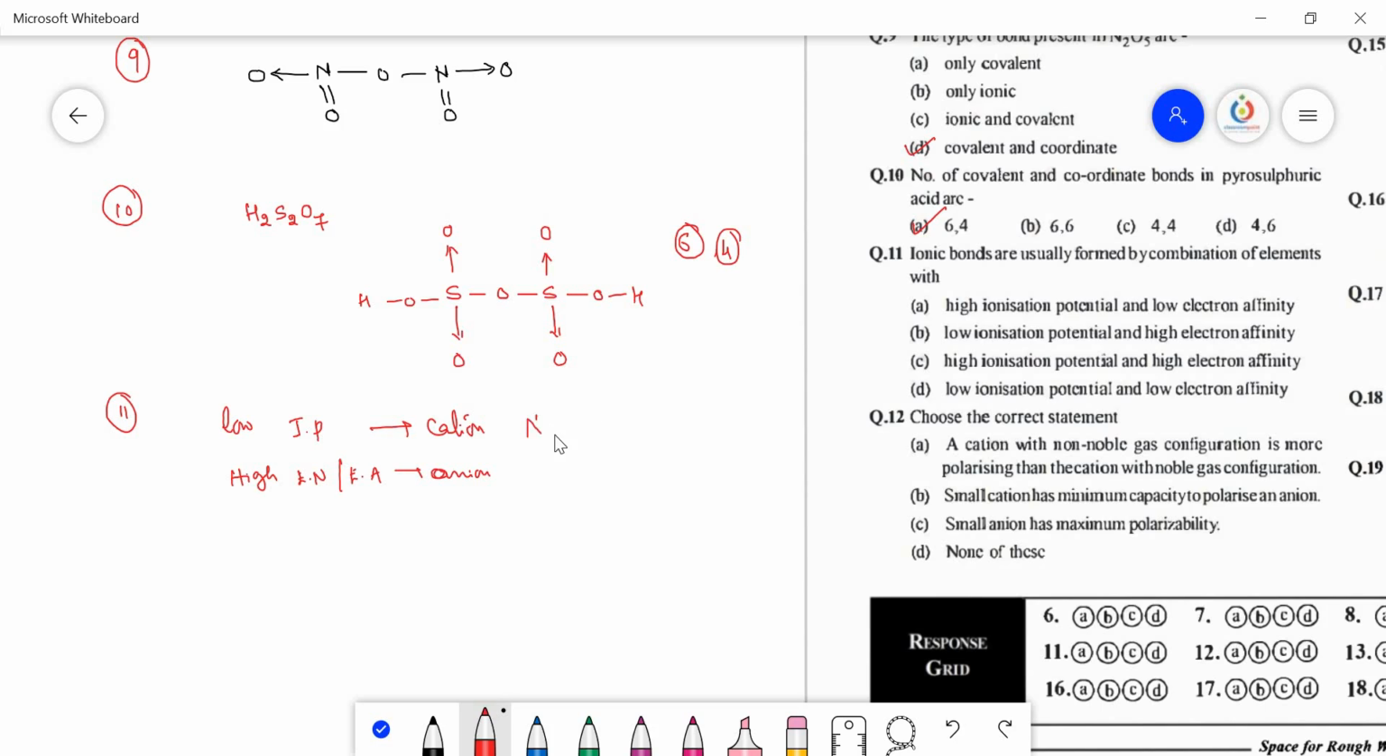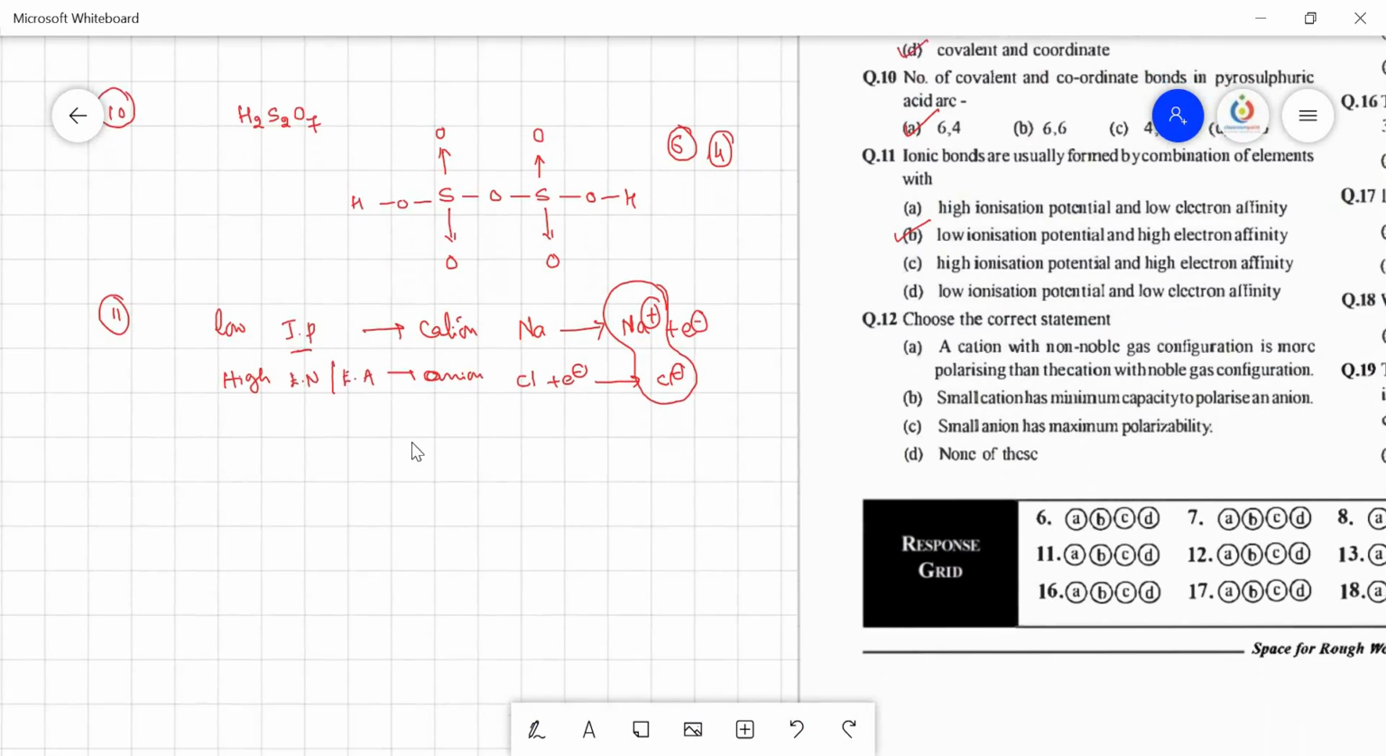For example, if you take sodium, the ionization potential of sodium is very low, so it can easily lose the electron, so that it can form the Na plus ion. And chlorine's electron affinity is more, so it can easily accept the released electron from the sodium atom, so that it can form the Cl minus ion. As soon as these ions are formed, they can develop an ionic crystal. So low ionization potential and high electron affinity are the answer for this one. So option B is correct.